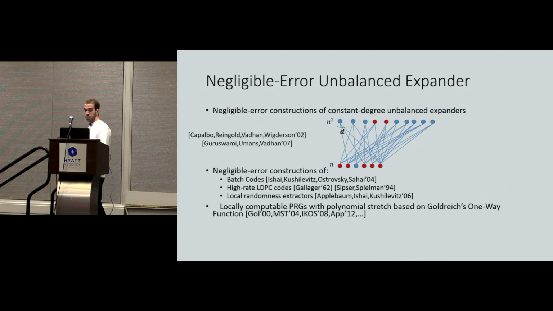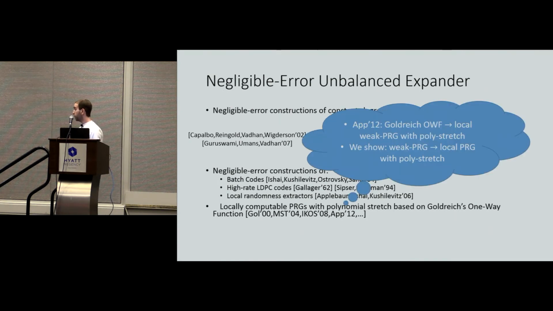And so there has been a lot of work in this field. Benny Applebaum showed that based on this assumption, we can get a local weak PRG with polynomial stretch. And by weak, I mean that the error is 1 over poly(n). And we show how to transform this weak PRG to a strong PRG with negligible error, and still maintain the locality property and the polynomial stretch.